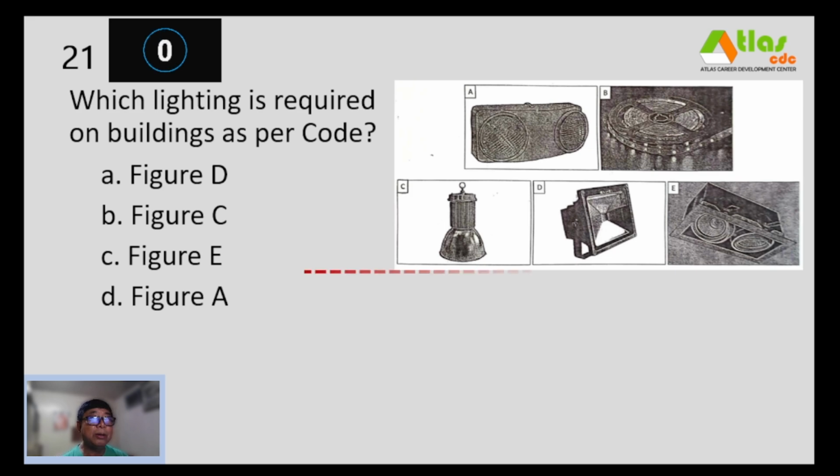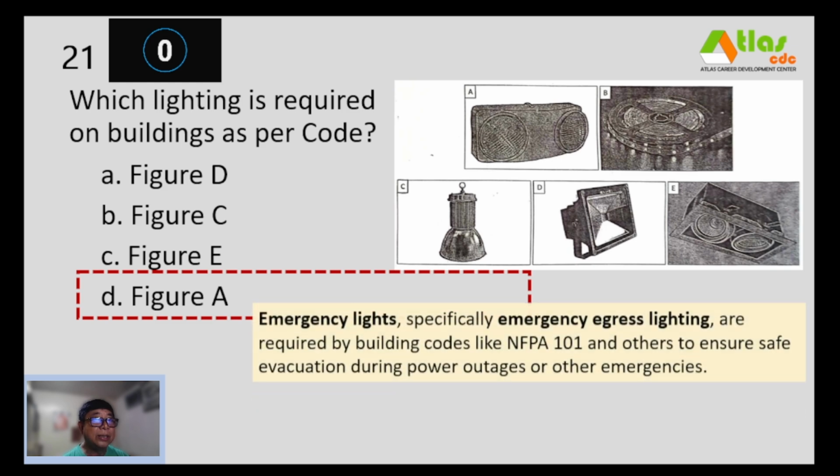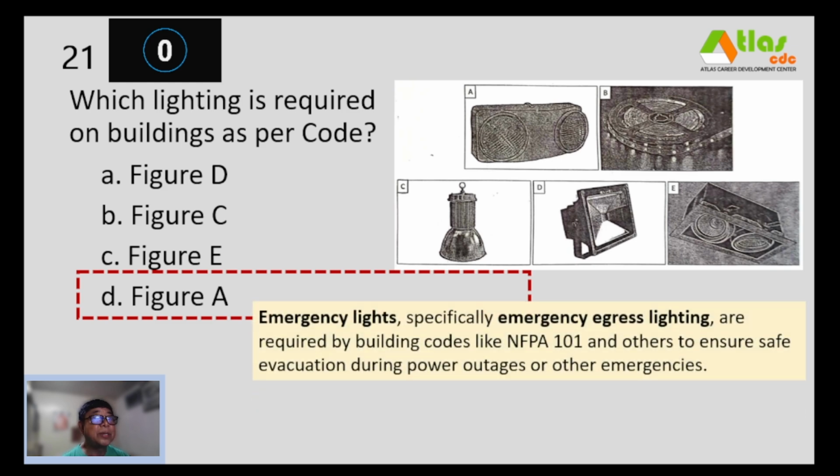So the correct answer here is letter D, figure A. So emergency lights, specifically emergency egress lighting, are required by building codes like NFPA 101 and others to ensure safe evacuation during power outages or other emergencies.